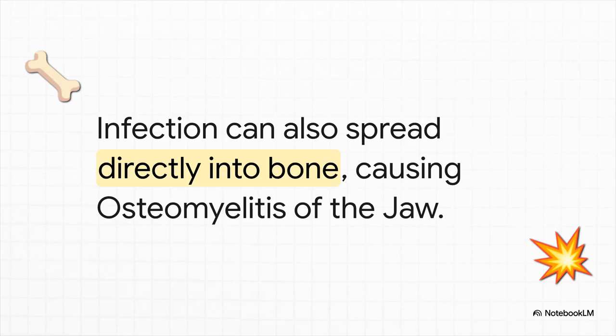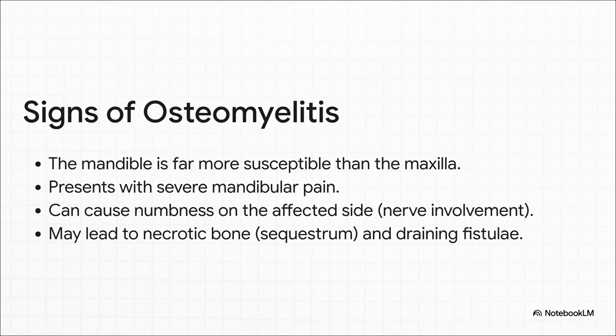That's called osteomyelitis. And you'll see this way more often in the mandible, the lower jaw, mostly because it just doesn't have as rich a blood supply as the maxilla. So you're looking for severe, really localized pain in the jaw. But here's the absolute giveaway sign: new onset numbness or tingling in their lip or their chin on that same side. The nerve that supplies sensation there runs right through the jawbone. So when an infection starts to swell and press on that nerve, it's like static on a phone line. That numbness is a huge clue that the infection is in the bone.